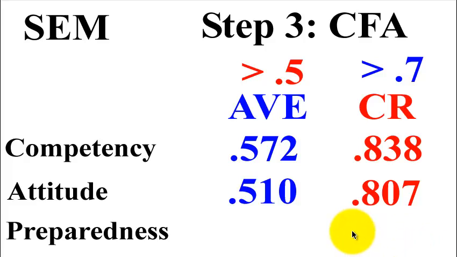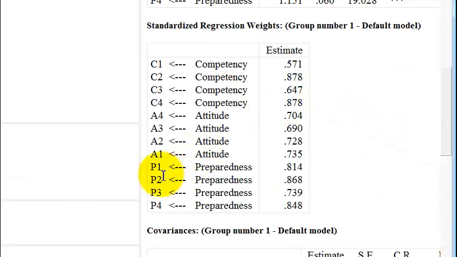All right, last one, preparedness. Let's go back to our Amos output. And we want the P's. So there they are, 0.814, etc., etc. Please hold while I enter them into our spreadsheet.